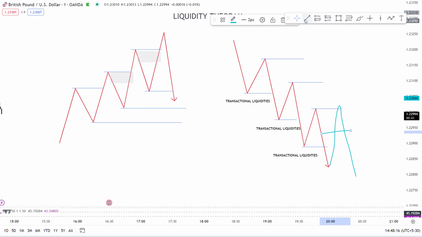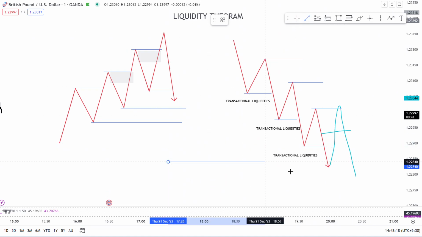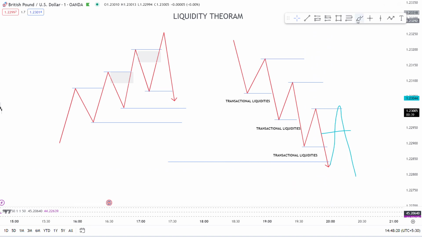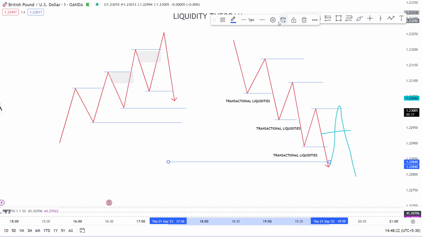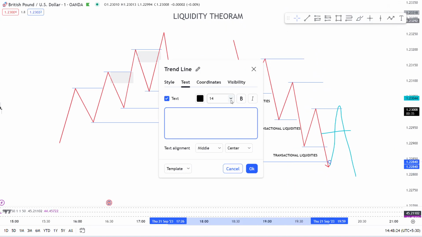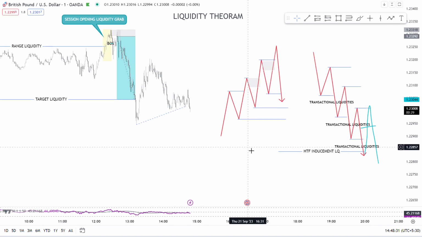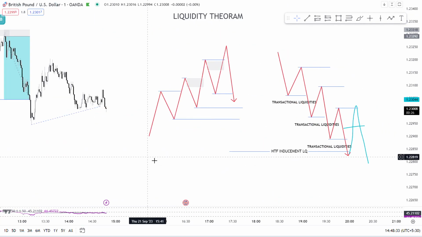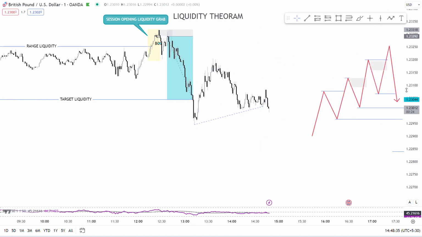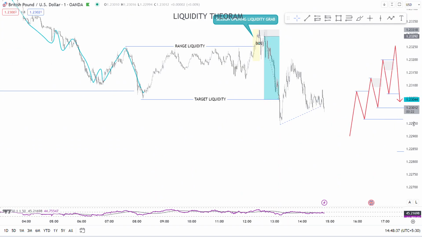It will only continue if a higher time frame inducement liquidity is taken out from the past. If a higher time frame inducement liquidity is taken out in the past, it will move. HTF inducement liquidity. So higher time frame inducement liquidity is more powerful than the transactional liquidity. So this is the exact concept I used for this trade.